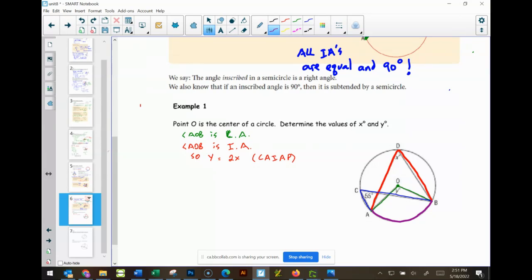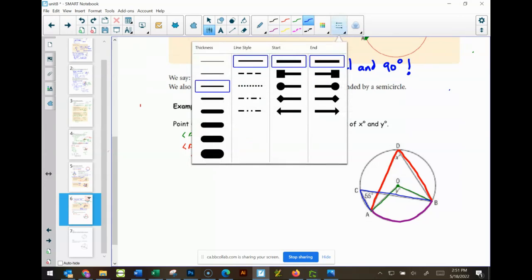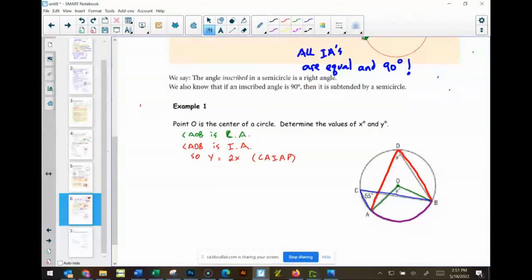And 2 of them are inscribed angles because they go to the outside of the circle, and 1 of them is not an inscribed angle because it goes to the center of the circle. So I'm just going to write angle ACB is an inscribed angle as well. Okay, now let's start getting to proofs.